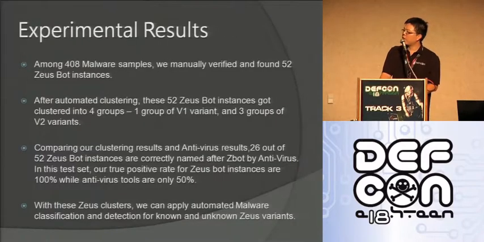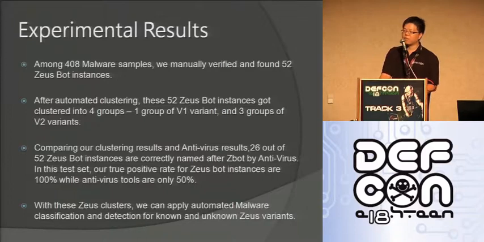So based on our experimental results, you see that out of 408 malware instances, we manually identified 52 ZBot malware instances. And among these 52 ZBot malware instances, they can be clustered into four groups. One group is the V1 variant, and three groups are V2 variants. When we compare these clustering results against antivirus results, they actually match with each other.